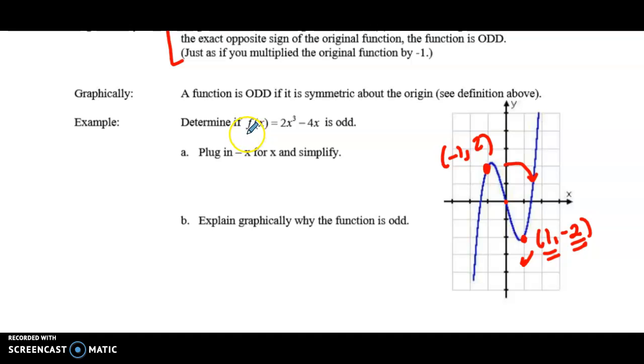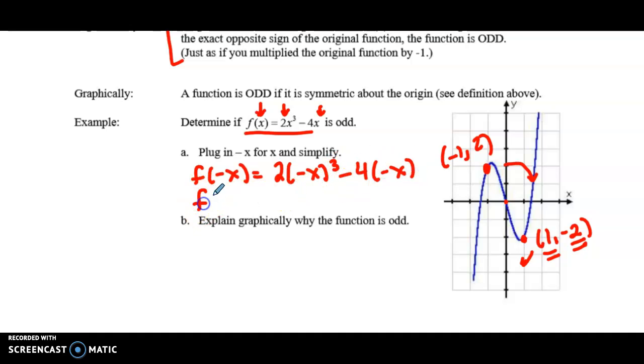All right, so we want to determine if this function is odd. Everywhere I see an x, I'm going to plug in a negative x. So this is going to look like f of negative x is 2 times (negative x) to the third, always make sure you put your exponents in parentheses, minus 4 times (negative x). Now we want to simplify it. (Negative x) to the third is negative x times negative x times negative x, which is really, 2 negatives make a positive. You have 1 negative left, so (negative x) to the third makes this entire piece negative. And you have -4 times negative x, which makes it positive.